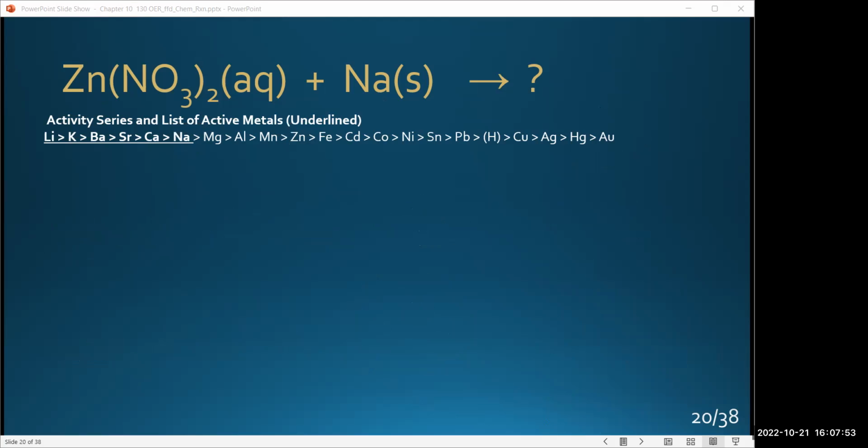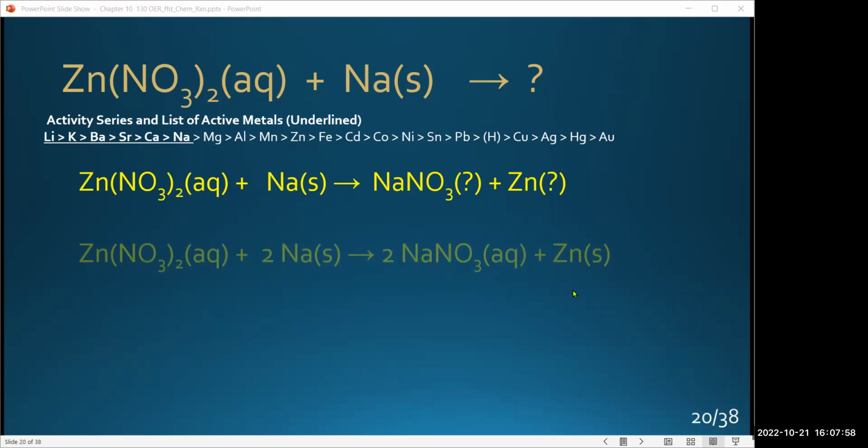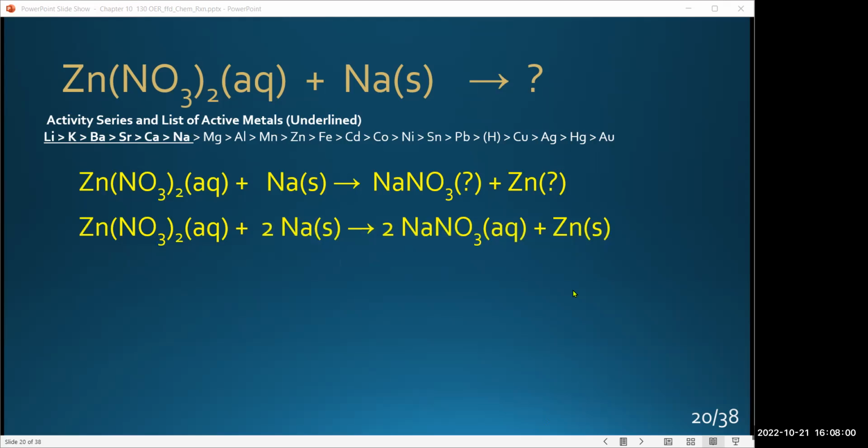All right, let me clear this up. Don't forget our states. Sodium nitrate, definitely sodium nitrate, the combination of sodium and nitrate, that's an aqueous solution, all soluble, all right? All nitrates, if you recall, are soluble, regardless of what the cation is. And then both sodium metal and zinc metal are solids.